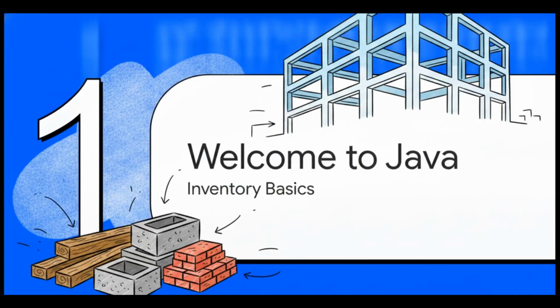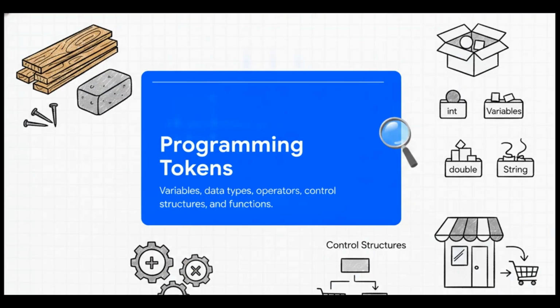Section 1. Welcome to Java Inventory. Every great structure needs solid materials, right? Let's check out the foundation of our store. To actually start building, you've got to understand programming tokens. In the Java world, these are literally your raw materials. Think of them as your wood, your nails, and your concrete. You've got variables to hold your items, data types to define exactly what those items are, operators to do the heavy lifting with the math, and control structures to manage the entire flow of your store. Without these tokens, you can't build a thing.